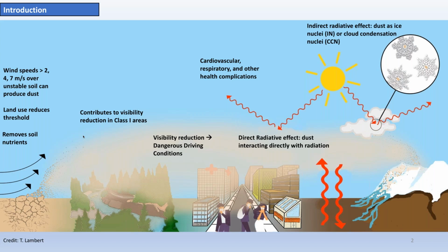Dust interacts directly with solar and terrestrial radiation, as well as indirectly through its role as cloud condensation nuclei, or more often ice nuclei. This contributes to the substantial uncertainty that exists in radiative forcing estimates in our climate models. And finally, when dust is deposited onto snow, it can lead to accelerated melting of mountain snowpack and strain water resources for those who are dependent on water from the snowpack.